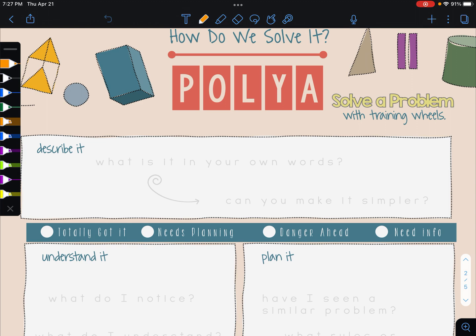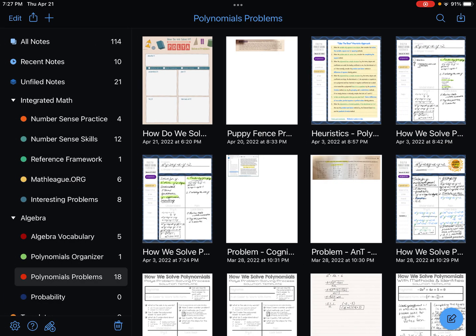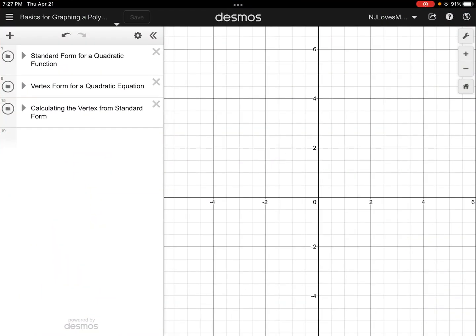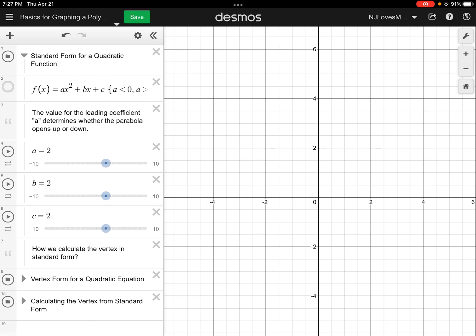Then we moved on to what does a polynomial look like? What type of information can we get from it if we look at its shape and its form? And we went into the standard form for a quadratic and looked at its graph. And you remember its shape is a parabola that faces upward if a, the leading coefficient, is greater than 0, and faces downward if a is less than 0.